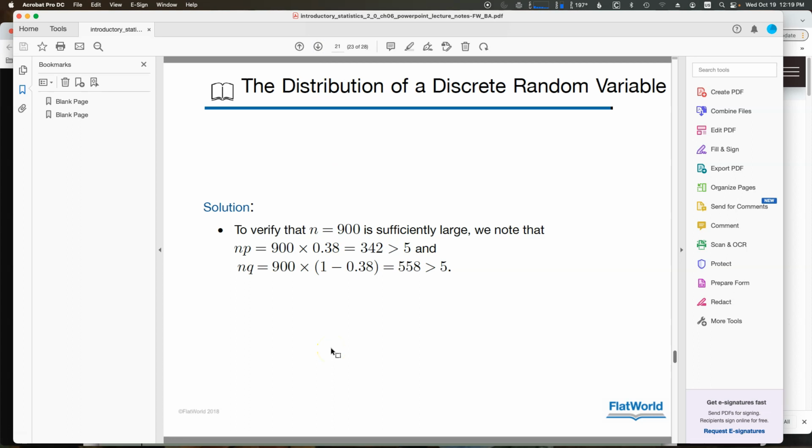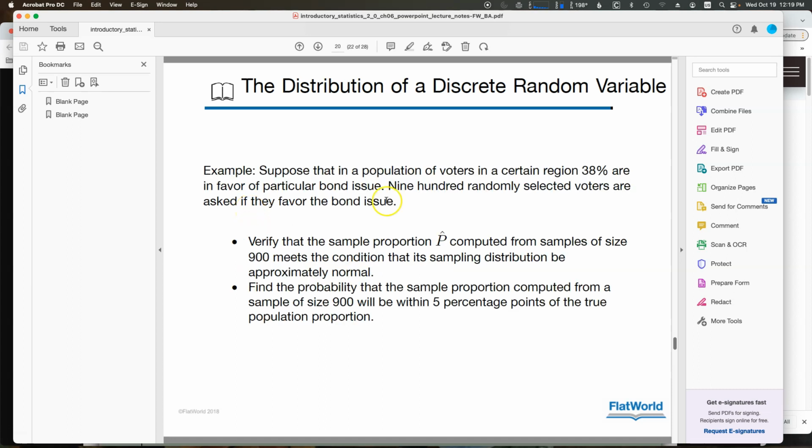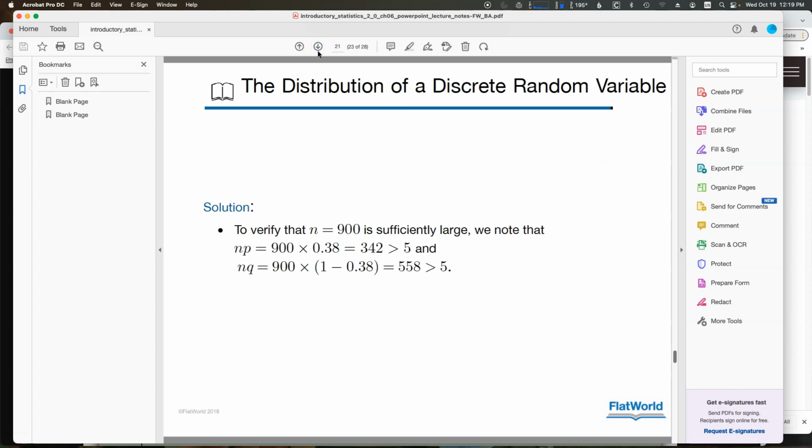Let's make sure first, easy one, that we're big enough. We're going to do our n times p and then our n times q. So sample size 900 times 0.38, the 0.38 coming from the population proportion. What we can see here is that that gives us a value greater than 5. And then we can take the sample size of 900, multiply it by 1 minus p, and that gives us a value that's greater than 5. So what do we know here? We now know that it is going to be normally distributed.